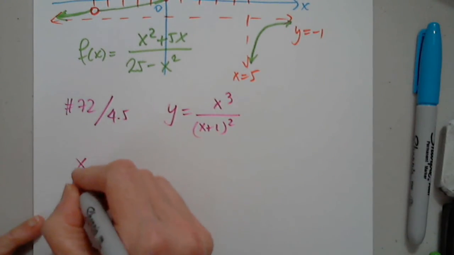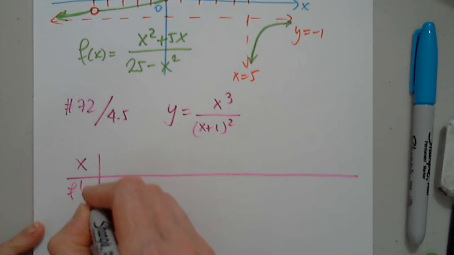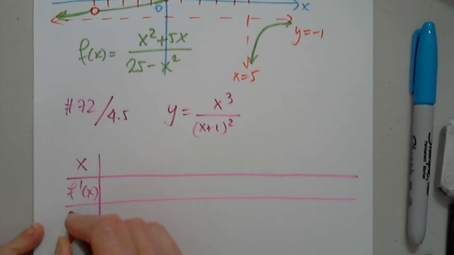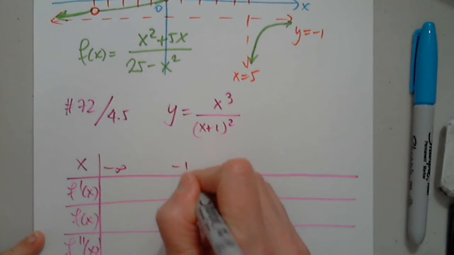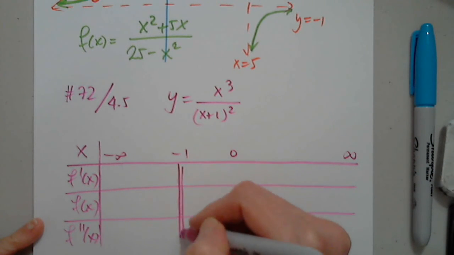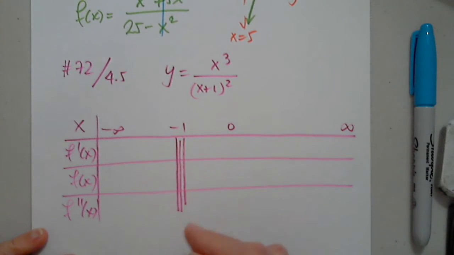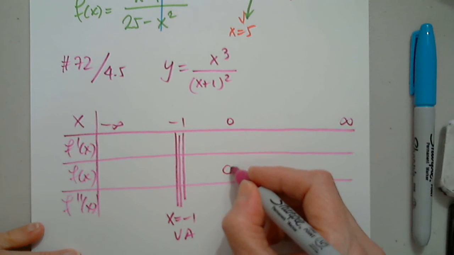I will start with the domain. Can anyone give us the domain of this function? It's -infinity to -1, union -1 to infinity. That's it. Awesome. It doesn't go away, so I know x equals -1 is the vertical asymptote. When I plug in 0, I get 0.